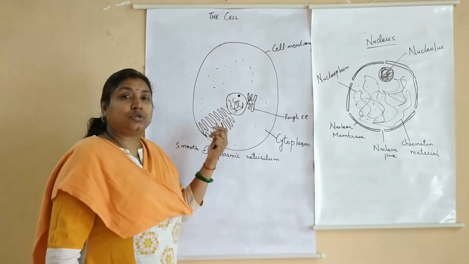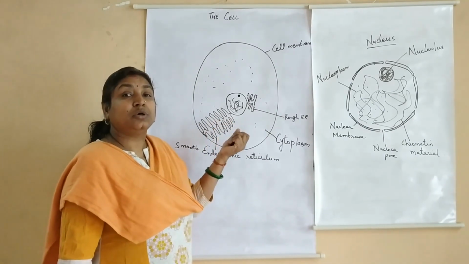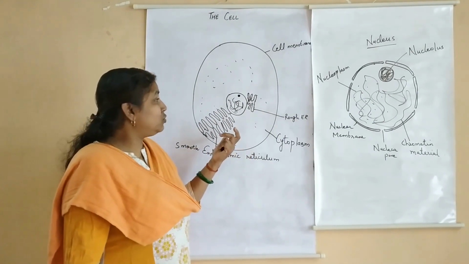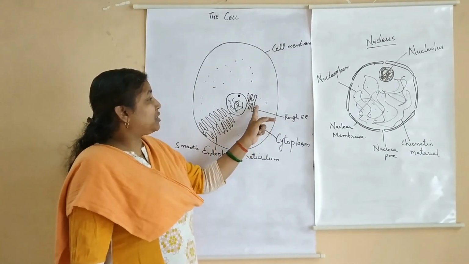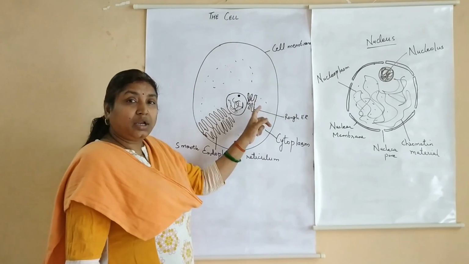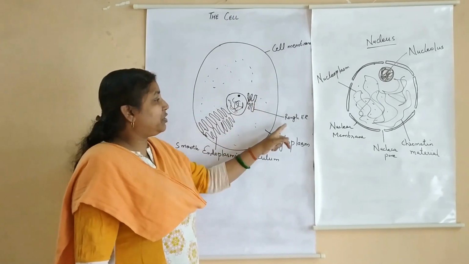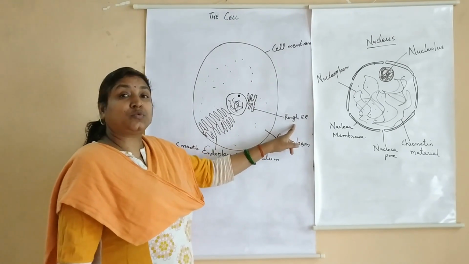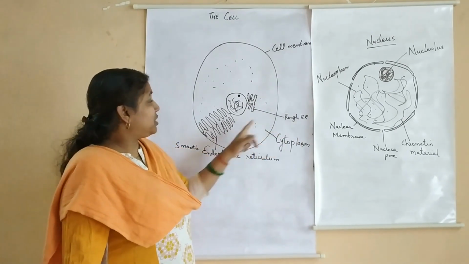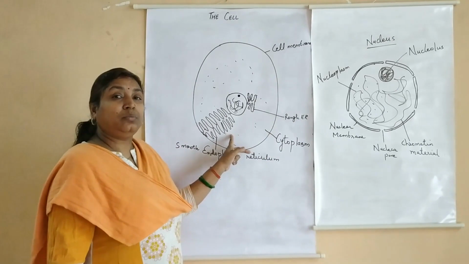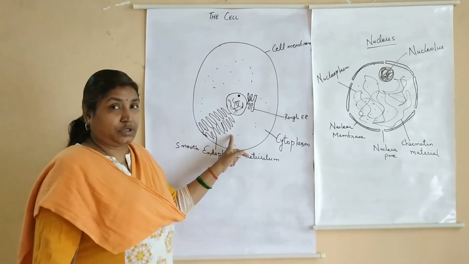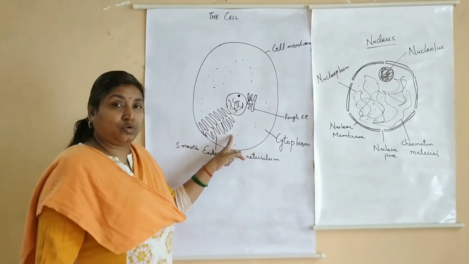Endoplasmic reticulum is also responsible for production of certain cell organelles like lysosomes, and ribosomes present on rough endoplasmic reticulum help in protein synthesis. So rough endoplasmic reticulum transports the proteins, whereas smooth endoplasmic reticulum transports lipids and steroids. They are not concerned with protein.